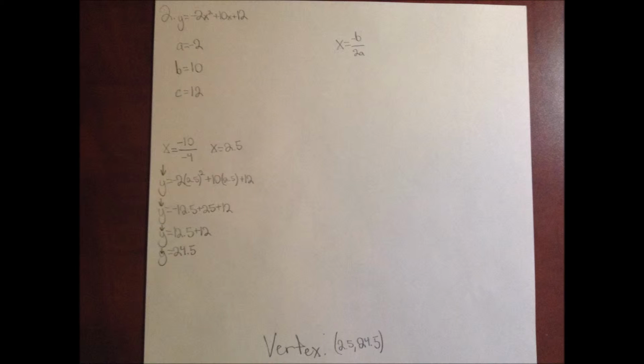So now to plug it back in, we go y equals negative 2 times 2.5 squared, plus 10 times 2.5, plus 12. Whenever we get all our values out, we get y equals negative 12.5 plus 25 plus 12. After that, we can add some of the things together. We get y equals 12.5 plus 12, and then to end, y equals 24.5. So this means our vertex is 2.5, 24.5.